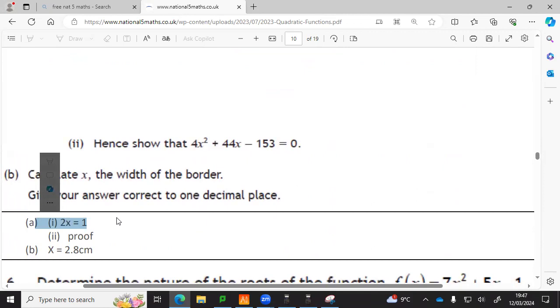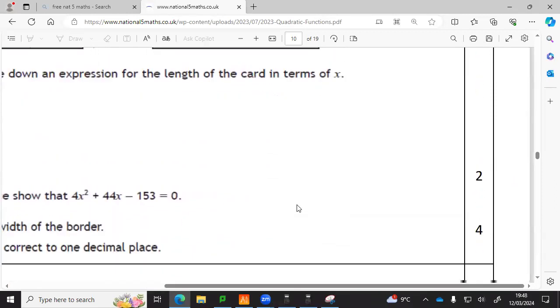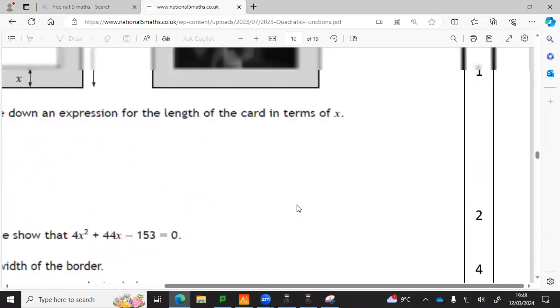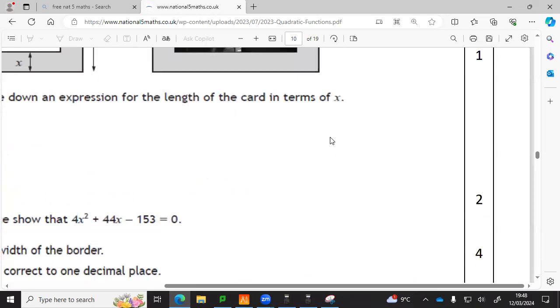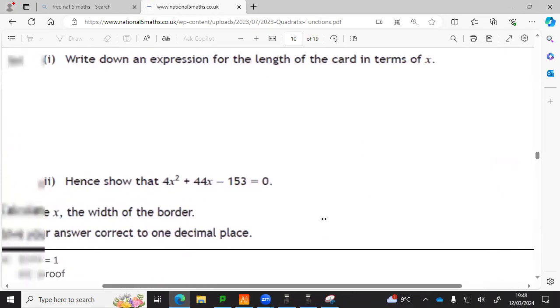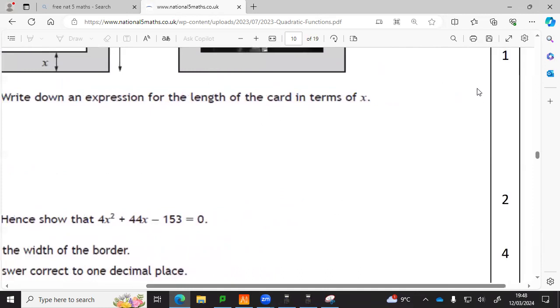Daniel, I was going to ask, see the marks that are on the right hand side of the paper itself. There's a little one sitting higher up on the margin. That's for the first part. So write down an expression in terms of x. It's just your length equals 13 plus 2x. That'll give you a mark.